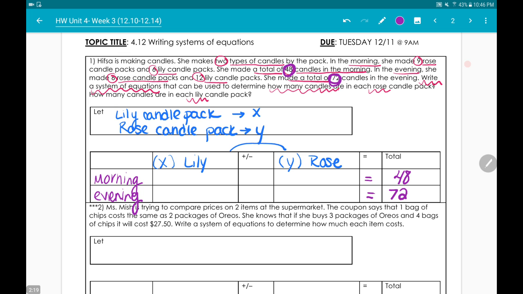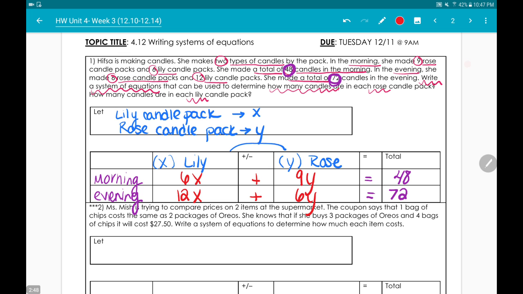All right, and now I go back and I fill out the rest. So in the morning, she made 9 rose candle packs. 9, oh, that's not rose. 9 rose and 6 lily for a total of 48. In the evening, she made 6 rose and 12 lily.